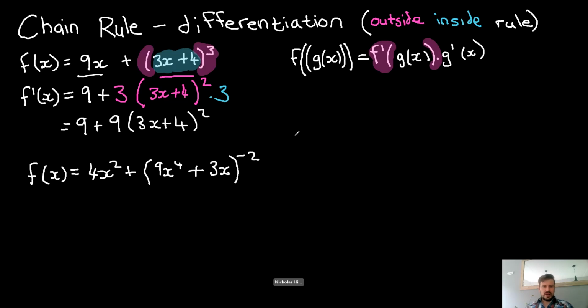Well, the f dash of x, the first bit, we just use the power rule, right? So 2 times 4 is 8x, and then I take 2 minus 1 is 1. And so the derivative of this first bit is just 8x, right? 2 times 4 is 8x, 2 minus 1 is 1. And when there's a 1, we don't write the 1. It's just assumed when you have an x by itself that it's to the power of 1.